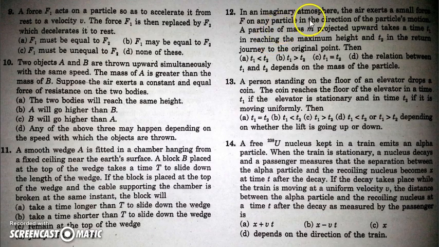The 12th is an important question. There is an imaginary atmosphere in which the earth exerts a small force F on any particle in the direction of its motion. A particle of mass m is projected upward, takes time t1 to reach its maximum height and t2 in the return journey to the original point. Then we have to compare the times.